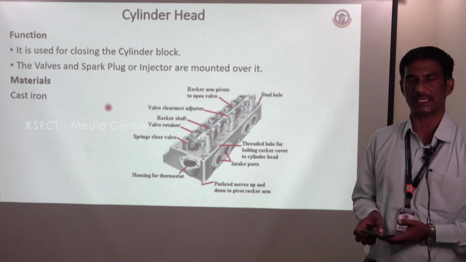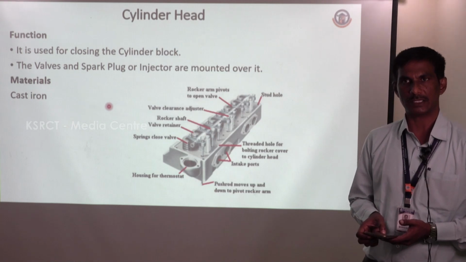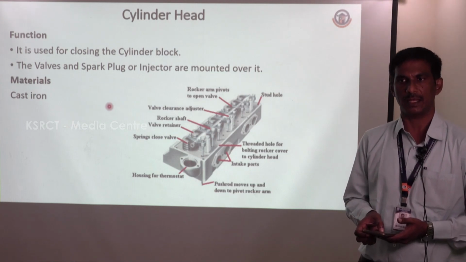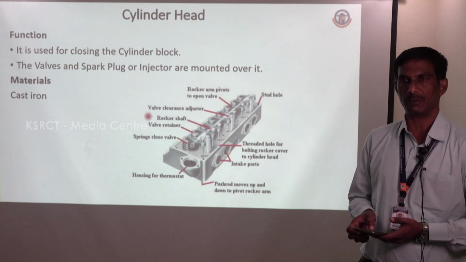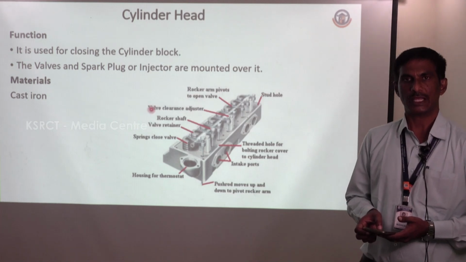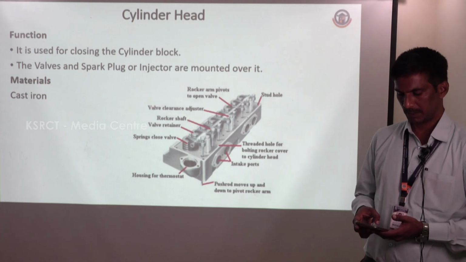Why are we using cast iron? Cast iron can hold the compressive strength, and this complex component can be made by the casting process. So cast iron is the preferable material for making the cylinder head.